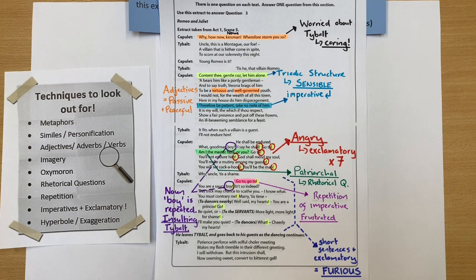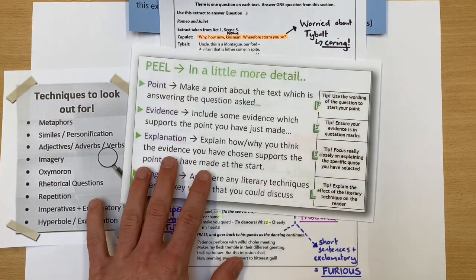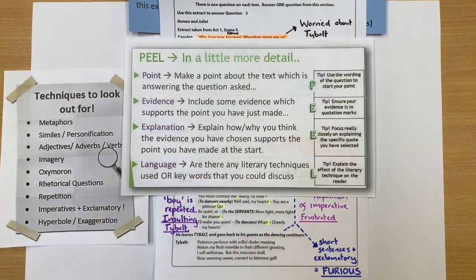Once you've spent about 7 minutes annotating and picking out some of the key features and key character traits, we then get to writing our question. And for this response, we will be using PEEL to structure our response. So, just a quick basic, make sure that you are answering the question asked. Make a point about Lord Capulet, which is answering the question, and we often say to use the wording of the question to start that point.